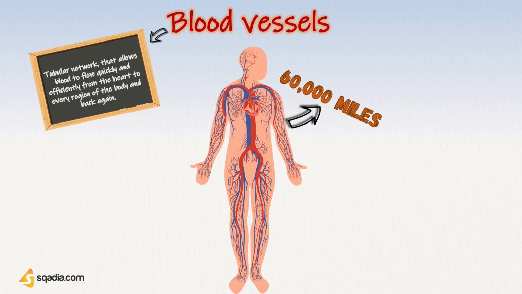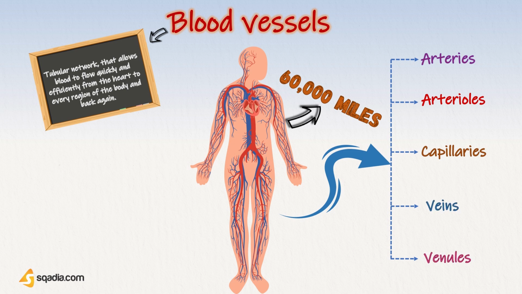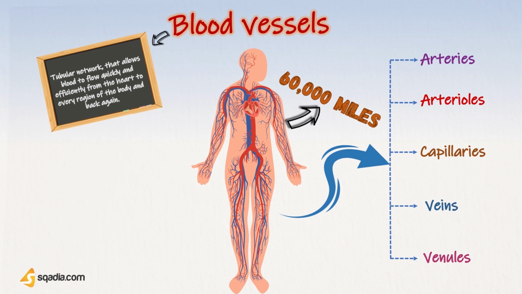In total, the blood vessels of an average human adult, if stretched out, are about 60,000 miles in length. The anatomy and functions of various segments of the vasculature differ greatly from one another. And on this basis, the vasculature of the body can be divided into 5 main types. That are arteries, arterioles, capillaries, veins, and venules. Let's briefly take an overview of these vessels.